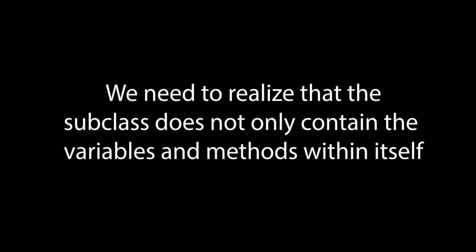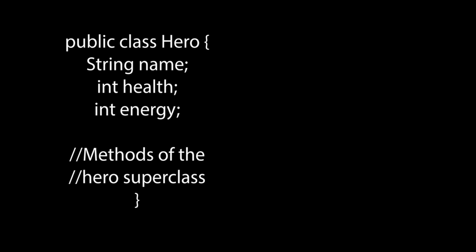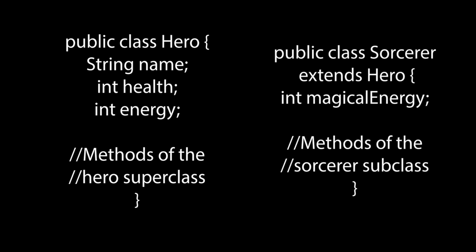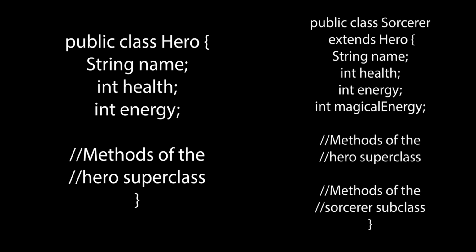When creating an object of a subclass in memory, we need to realize that the subclass does not only contain the variables and methods within itself, but also the variables and methods that it inherits from the superclass. For example, if I had a superclass hero, which had the variables name, health, and energy, and I had a subclass that extended hero, like sorcerer, which had the variable magical energy, I could also see it as having a subclass sorcerer, which has the variables name, health, energy, and magical energy.